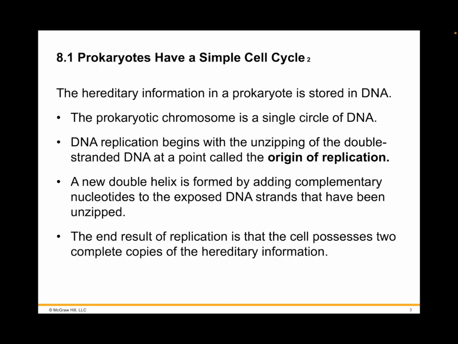So this gives an overview of how DNA replication occurs. That circular chromosome, beginning at the origin, unzips, the new double helix is formed, and then from there we have two identical copies.